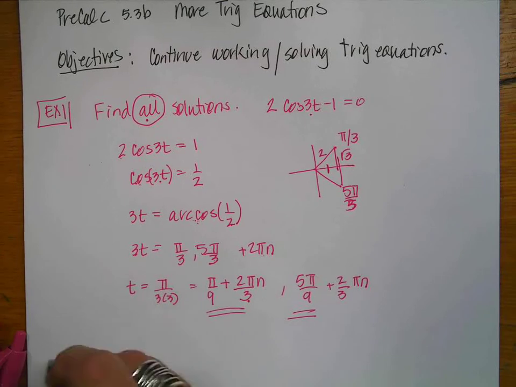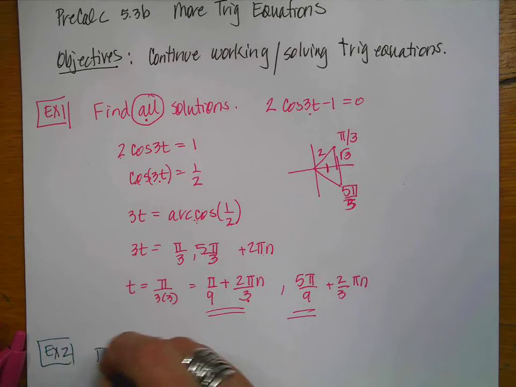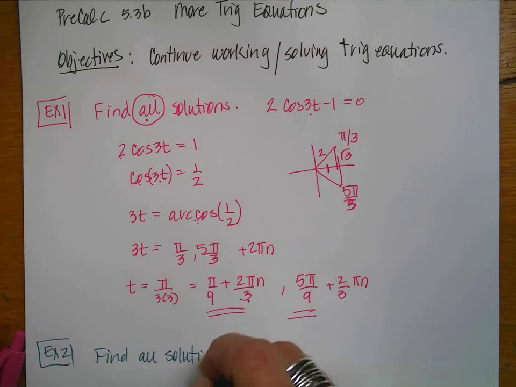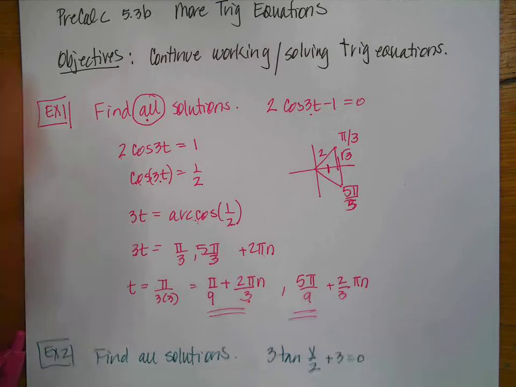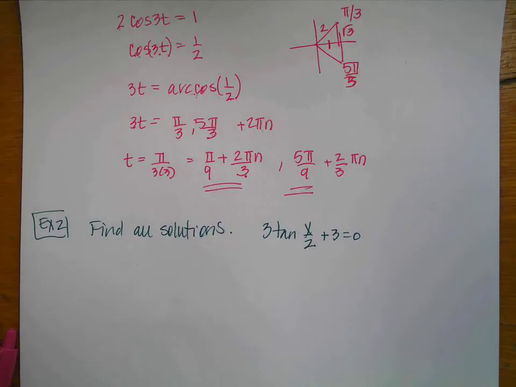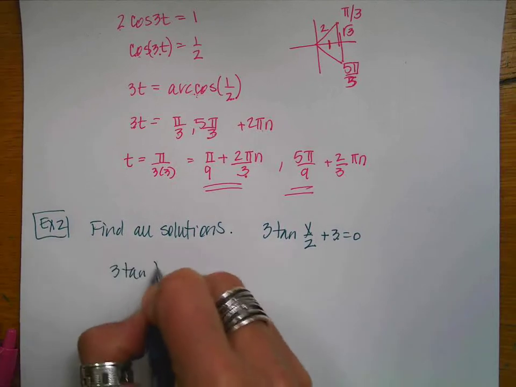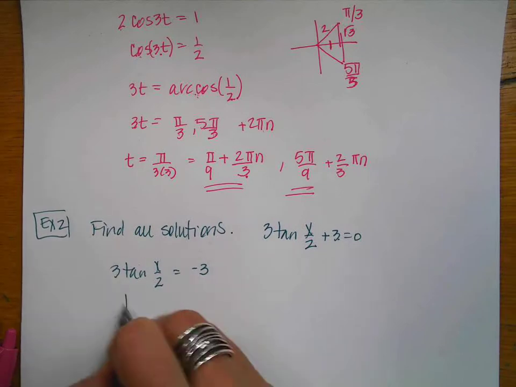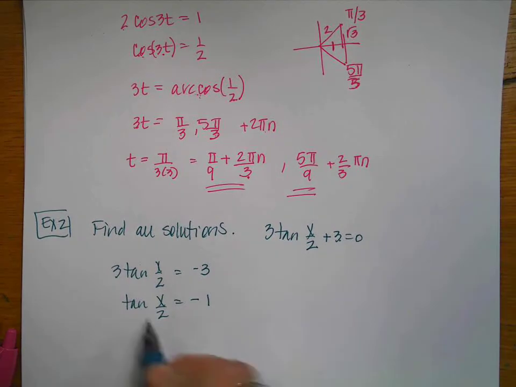Okay? The next example is very similar. So example number 2. Again, it's going to say find all solutions. And this time our equation is 3 tangent x over 2 plus 3 is equal to 0. So the process is going to be very much the same. I'm going to get rid of this 3 first. So 3 tangent x over 2 is a negative 3. Divide by this 3. The tangent of x over 2 is a negative 1.